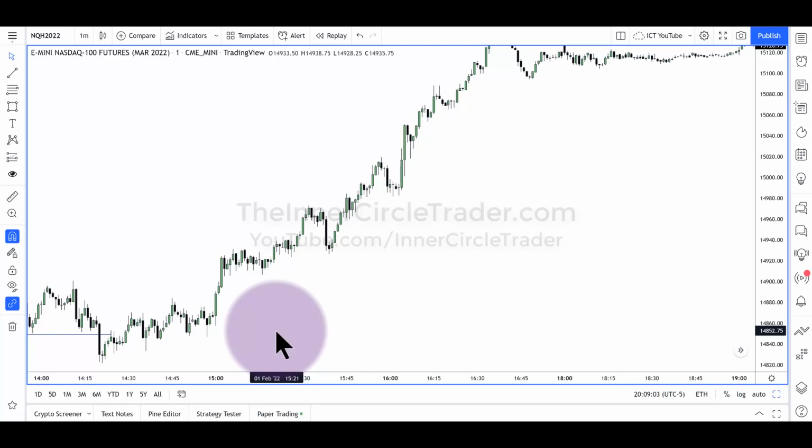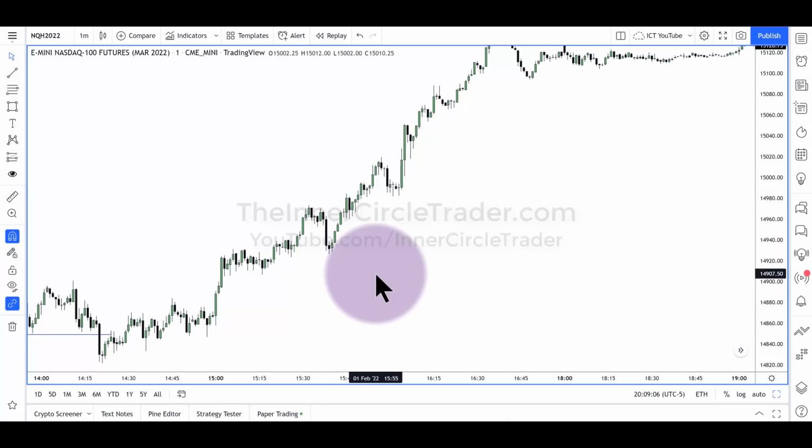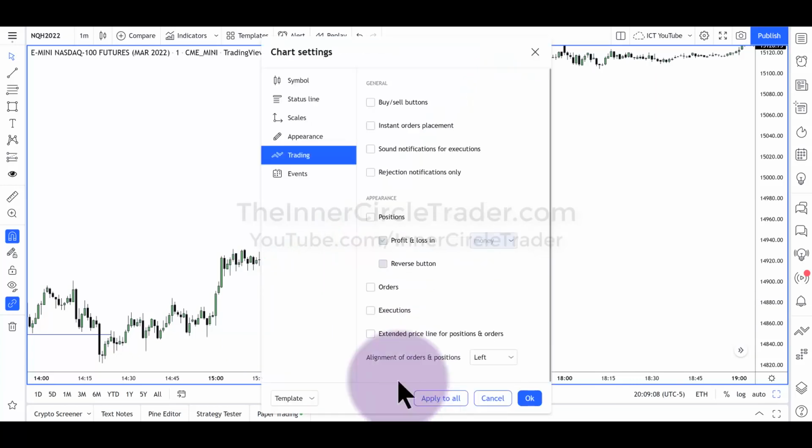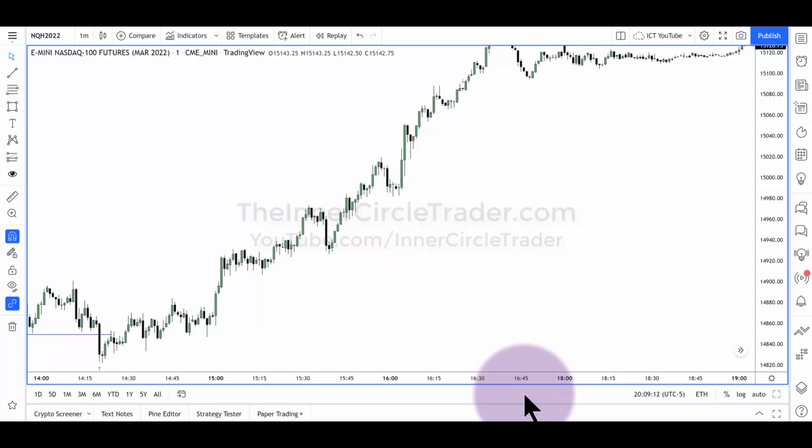Or, now this is a demo account, okay, but I did trade live today too. But just for the purposes of teaching the content, right there, that low is the lowest candle.